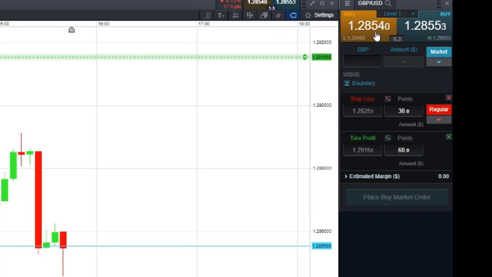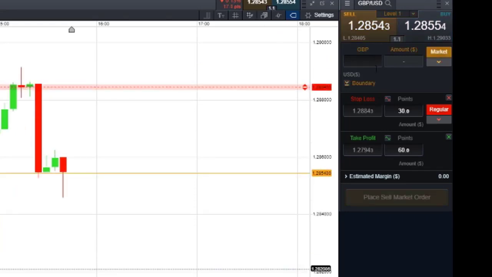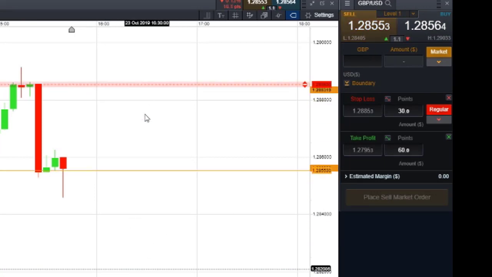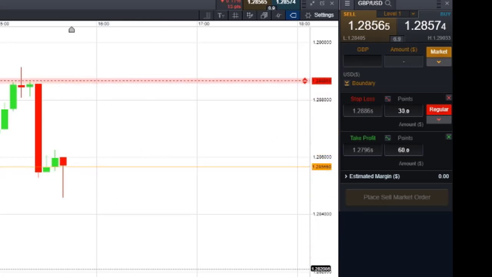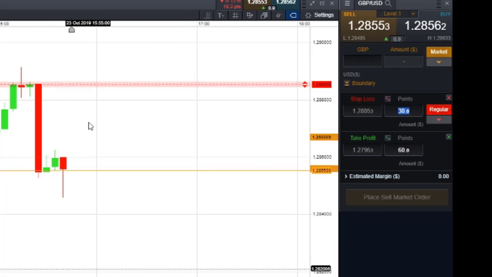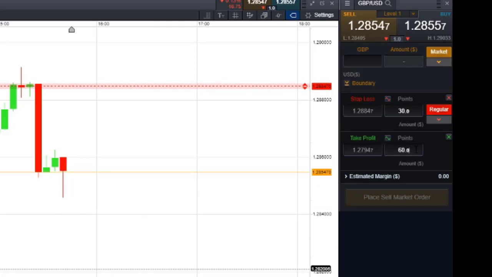So I want to do a sell trade. Once I click the sell button here, you see my stop loss and profit taking orders are automatically switching sides, and I have put the stop loss order 30 pips above my selling price, and my profit taking order 60 pips below my selling price. Okay, that's a trade setup.